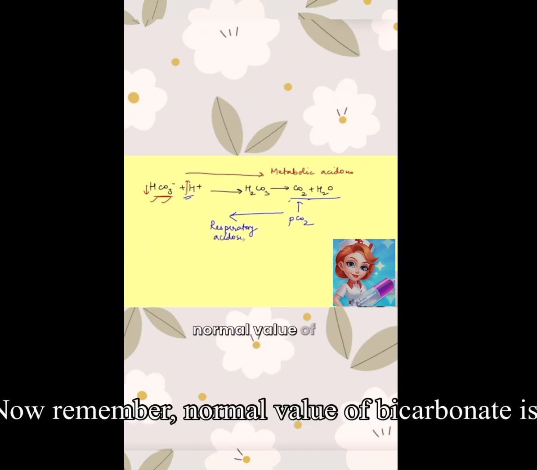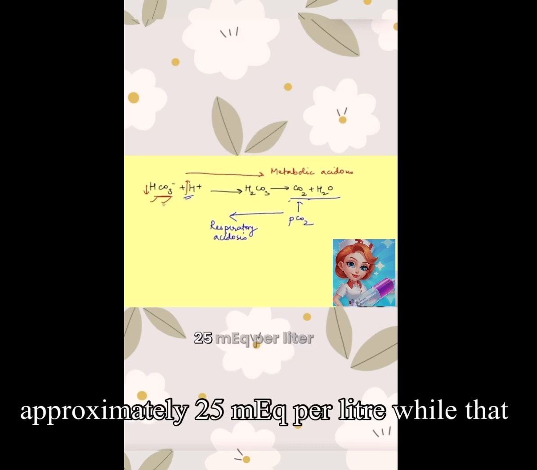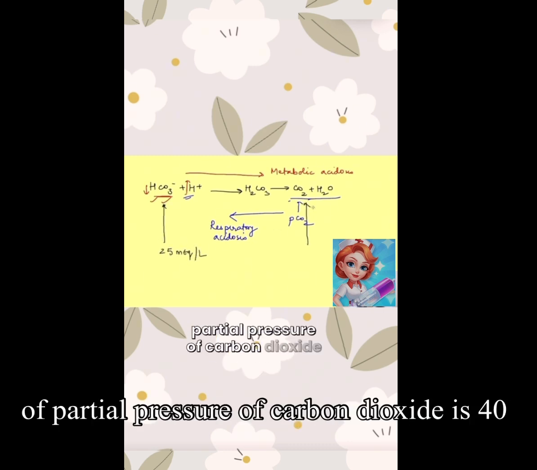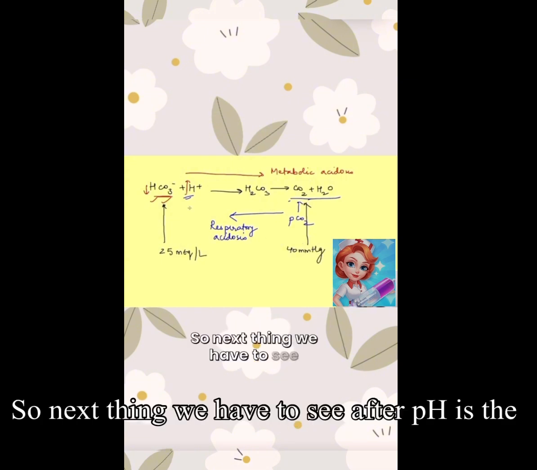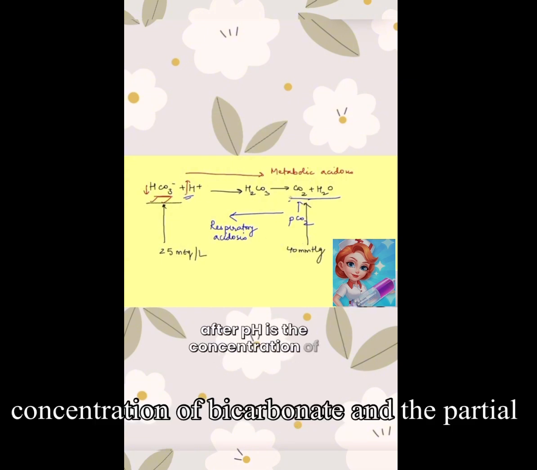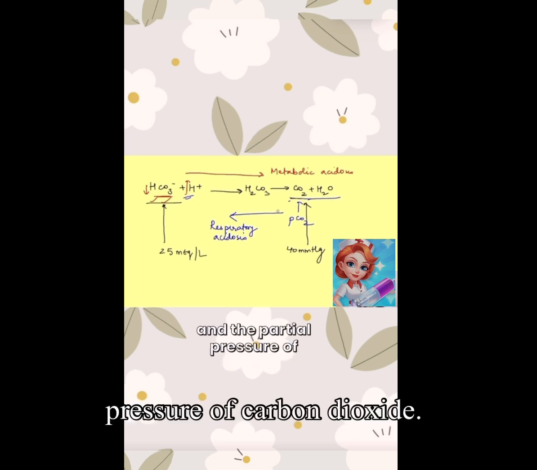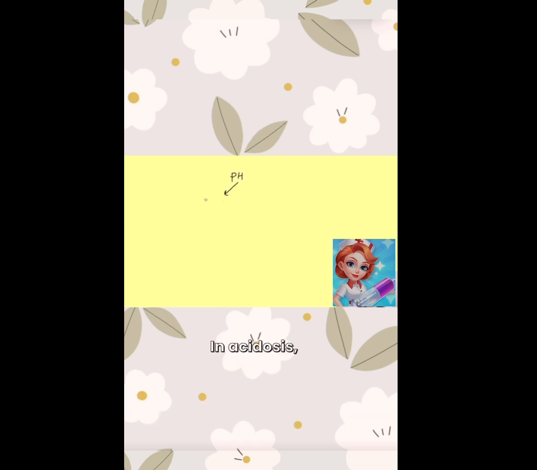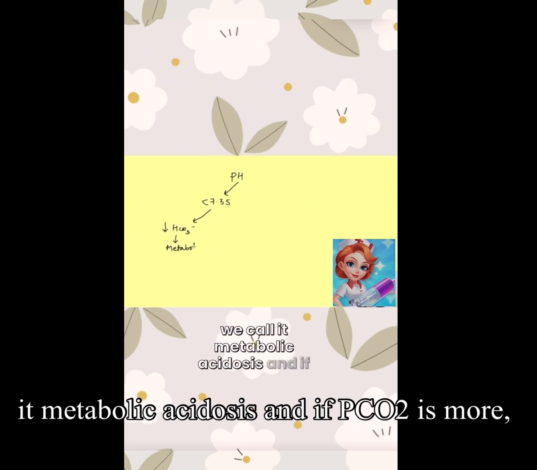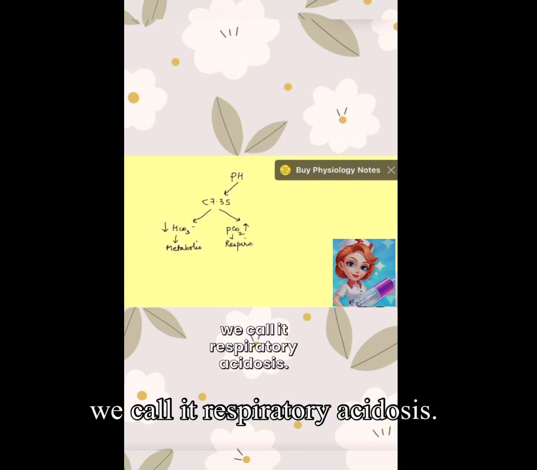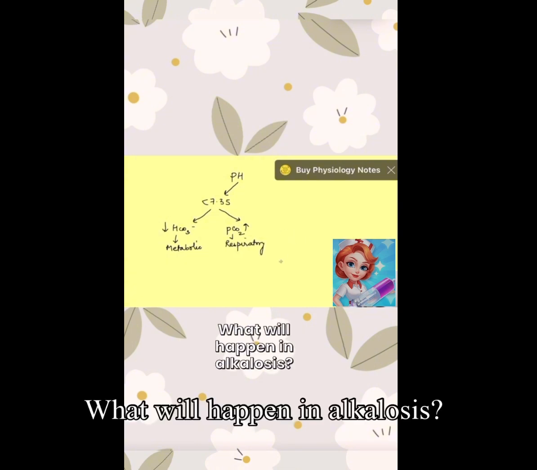Now remember, normal value of bicarbonate is approximately 25 milliequivalents per liter, while that of partial pressure of carbon dioxide is 40 millimeters mercury. So next thing we have to see after pH is the concentration of bicarbonate and the partial pressure of carbon dioxide. In acidosis, if bicarbonate is less, we call it metabolic acidosis, and if PCO2 is more, we call it respiratory acidosis. What will happen in alkalosis?